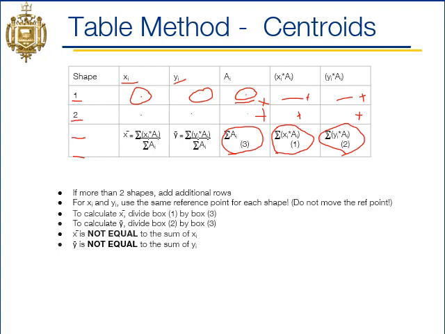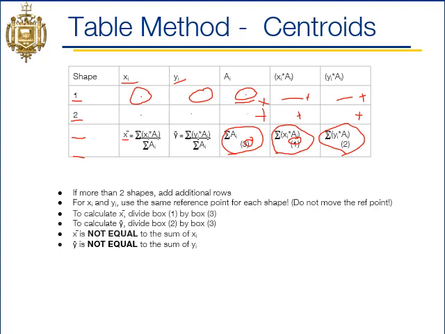So to find our X bar, we just divide box 1 by box 3. That's this equation here: sum of xi times ai, that's box 1, divided by the sum of a, that's box 3, and that will give you the X bar coordinate. And again, it's with respect to your reference point. So if you move your reference point, this number will be nonsensical, because these will change. The whole thing will be way off.